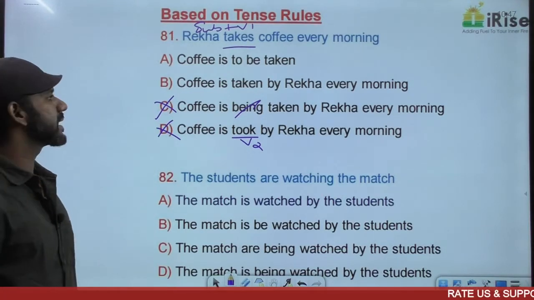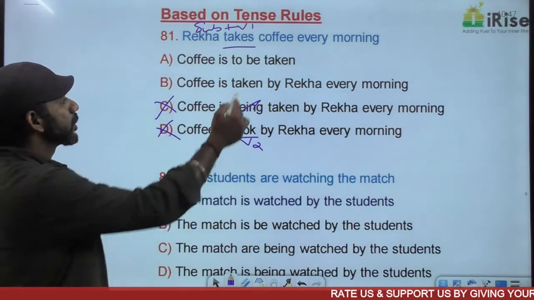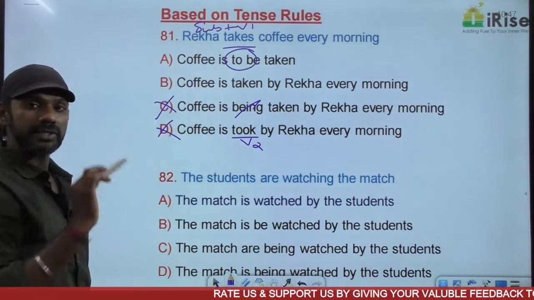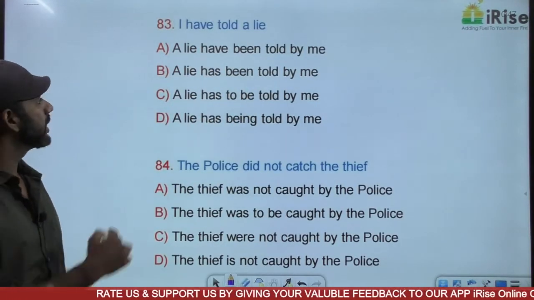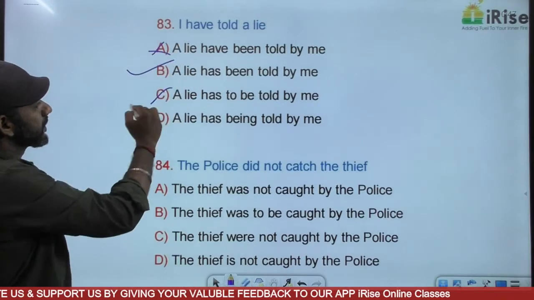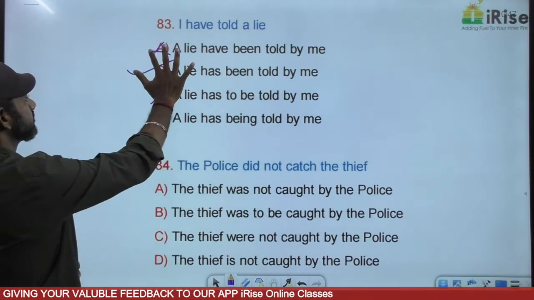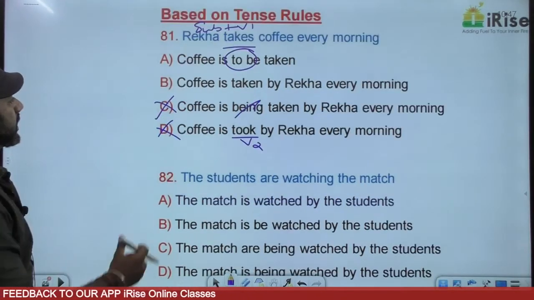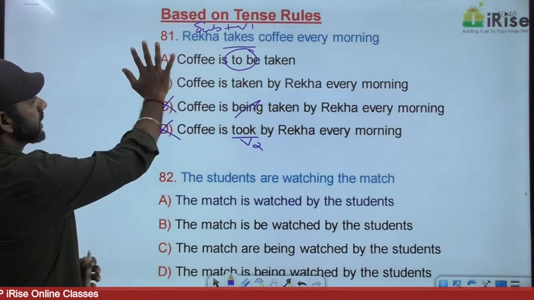Coffee is to be taken. What is extra here? To be is extra here, which doesn't come in the structure of simple present tense. Gone. The answer must be option B. The answer must be option B.